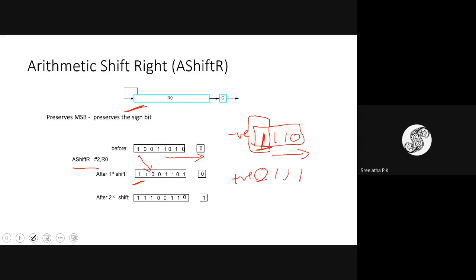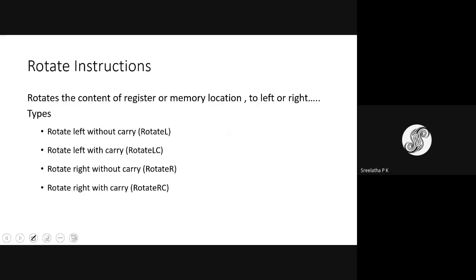Fine. So we'll move forward to the next instructions, that is rotate instructions. There are 4 rotate instructions. To rotate the bits, the register content moves left or right according to the number of bits specified in the operand. So let's go to the first one, rotate left without carry.